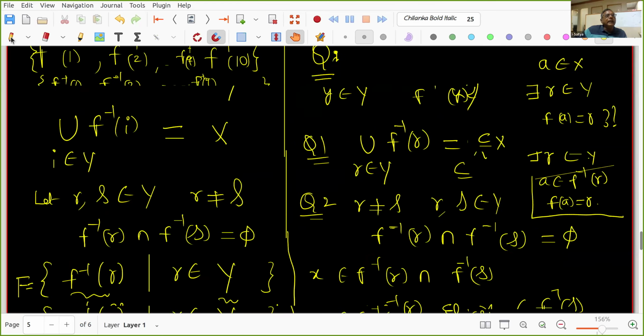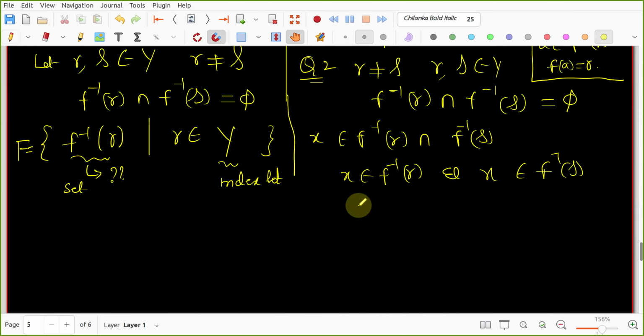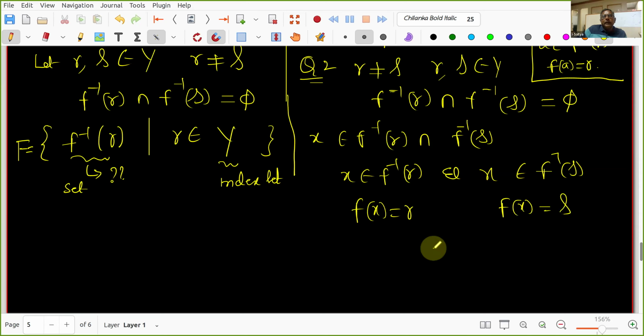X belongs to f inverse of R, the meaning is what? F of x is equal to R. And what is that? F of x is equal to S. Then what is happening then? So x is in the domain, right? And y, these are in the codomain, right?